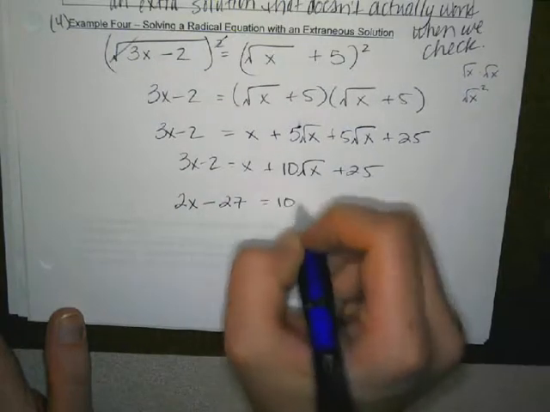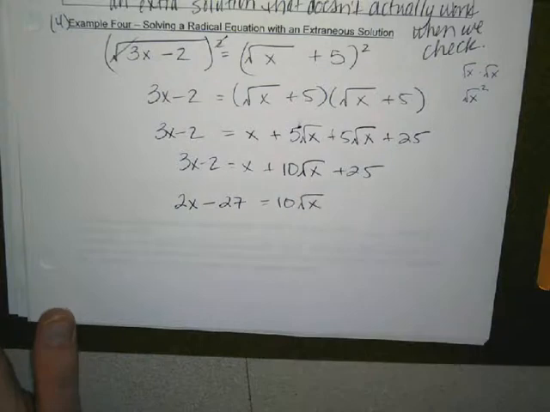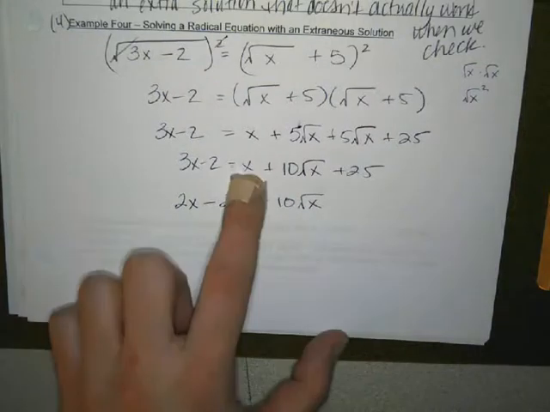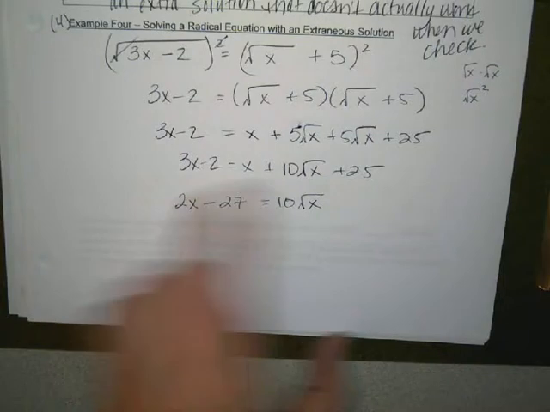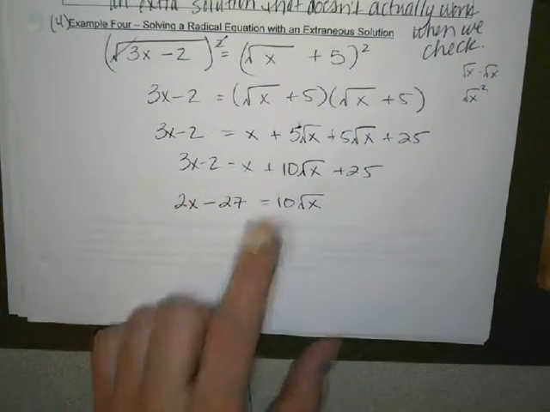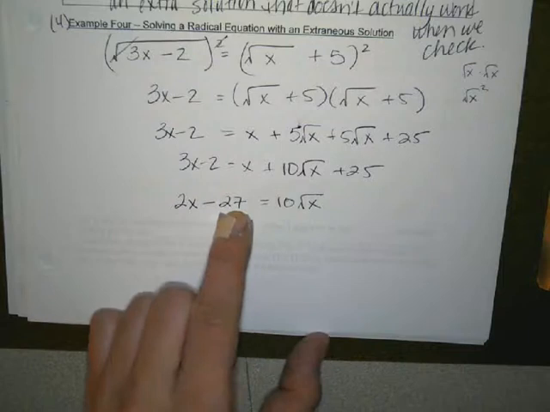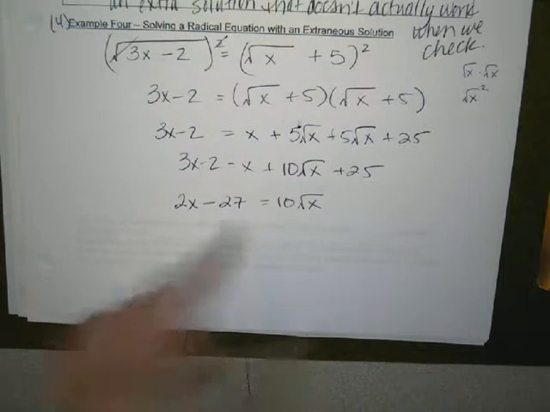I subtracted x from both sides to get the 2x. And then I subtracted 25 from both sides to get the negative 27. Then we're going to divide everything by 10.